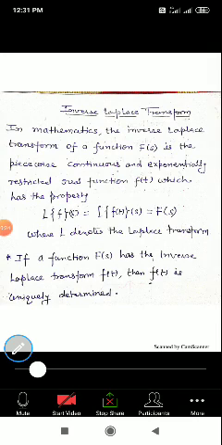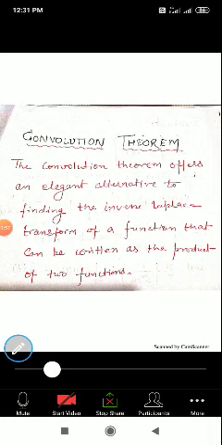We know that in inverse Laplace transform, if the Laplace of f(t) is equal to F(s), then the Laplace inverse of F(s) equals f(t). So if a function F(s) has the inverse Laplace transform f(t), then f(t) is uniquely determined. Let's start with the convolution theorem statement.